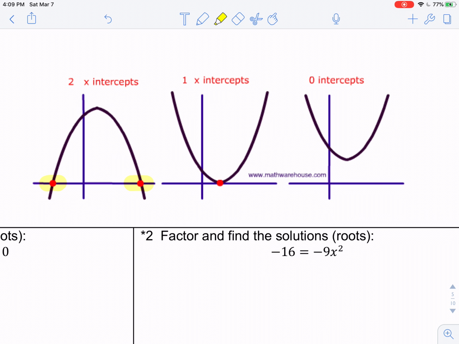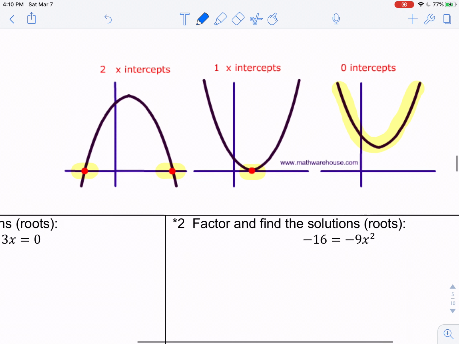The next image shows what happens if that parabola happens to fall on the x-axis exactly on the vertex or tip of the parabola. We would only have one solution. And then sometimes that parabola is just kind of floating above the x-axis. In this last image, we would have no solutions when we're solving for x algebraically. So that gives you a visual of what we'll be doing algebraically.